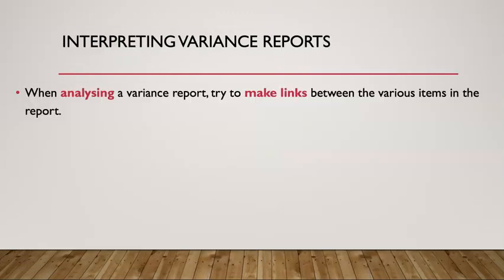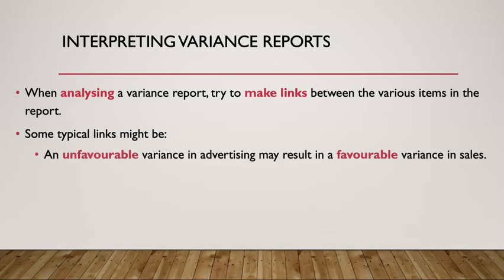And this is where we get to the end, interpreting. When analyzing, try to make links between the various items. Don't just restate what has happened. Analyze, make links, interpret, try and work out and be that detective to work out what's happened. Some typical links might be, for example, an unfavorable variance in advertising might result in a favorable variance in sales. If I pay more money in advertising than budget, this is an unfavorable expense, but this might have happened because I am seeing an increase in sales.